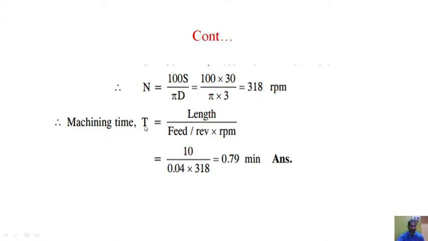Next, the machining time T equals the length of the job divided by feed per revolution into RPM. The length of the job is 100 millimeter, which converts to 10 centimeter. Feed per revolution is 0.4 millimeter per revolution, which converts to 0.04 centimeter per revolution. RPM we have found as 318. So 10 divided by 0.04 into 318 gives the answer 0.79 minutes. Since it is given as one cut, the machining time required will be 0.79 minutes.